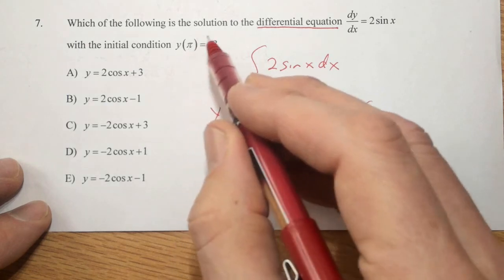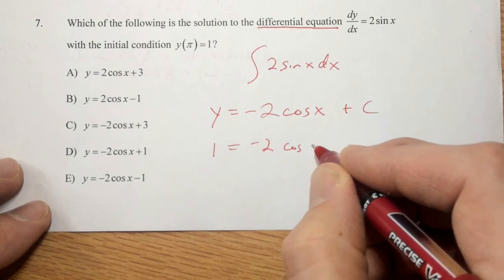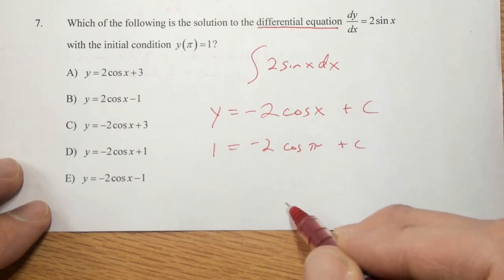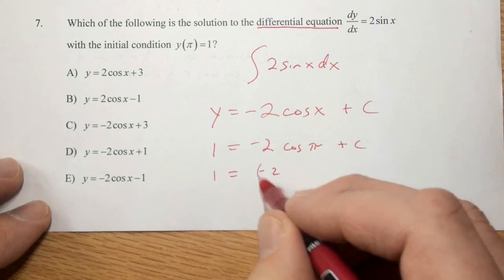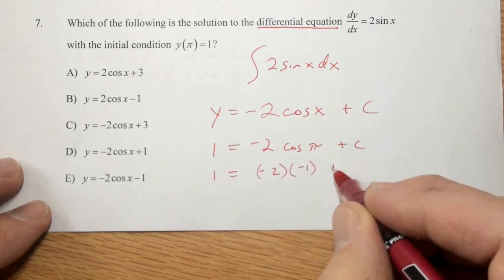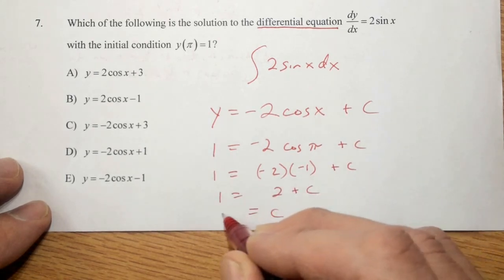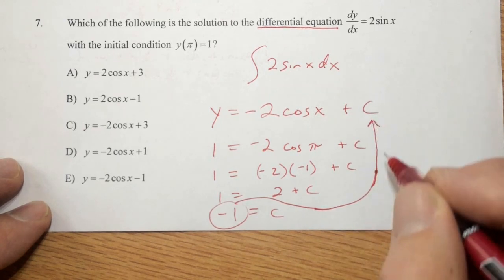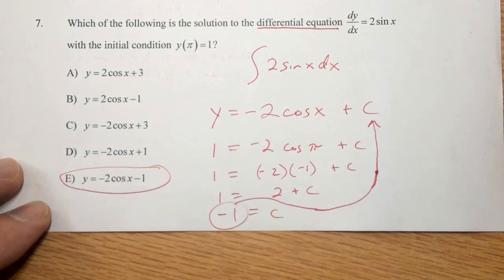We know that when we plug in pi, we get 1, so 1 equals negative 2 times the cosine of pi plus c. And the cosine of pi is negative 1, so we have 1 equals negative 2 times negative 1 plus c. So 1 equals 2 plus c, and c is equal to negative 1. That negative 1 is going to move right up there, so we see negative 2 cosine x minus 1, and our answer is E.